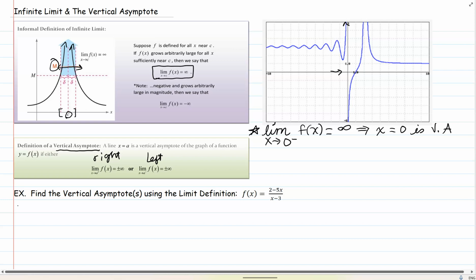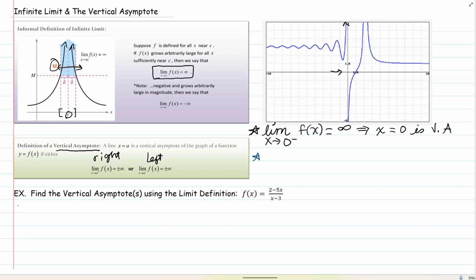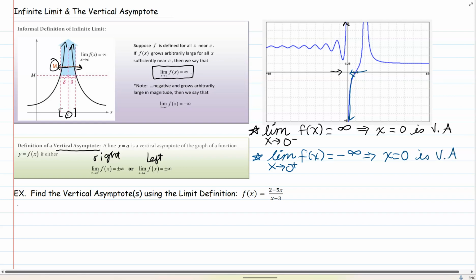And then, if you look at it right here, the limit as x goes to 0 from the right of f of x, the function goes to negative infinity. Right here, our function goes down as x goes to 0 from the right. Then we would say x equals 0 is a vertical asymptote.